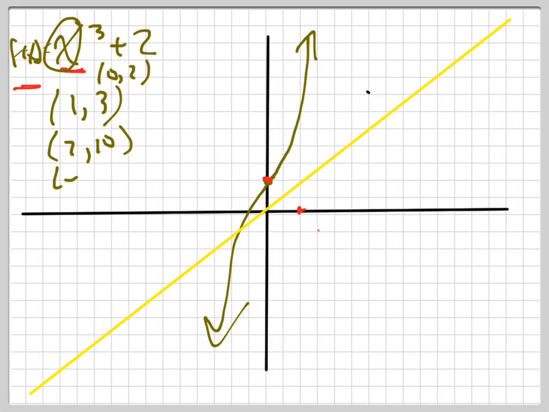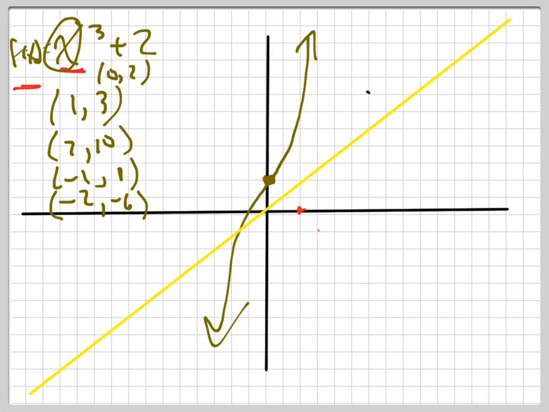Now let's plug in negative 1. Negative 1 cubed is negative 1, plus 2 is 1. Negative 2 cubed is negative 8, plus 2 is negative 6. You want to pick at least a couple points on both sides of this center point right there.